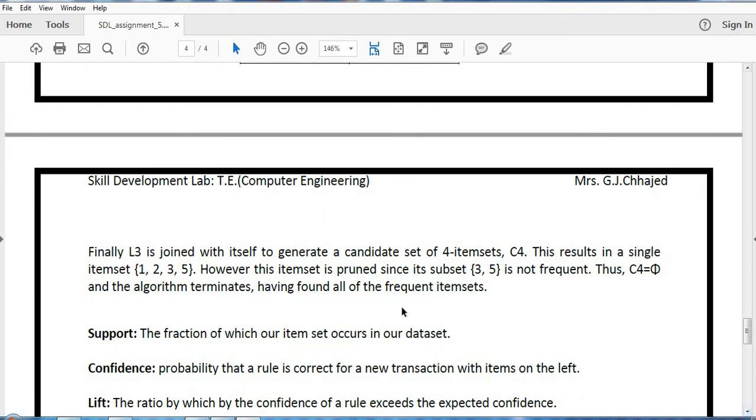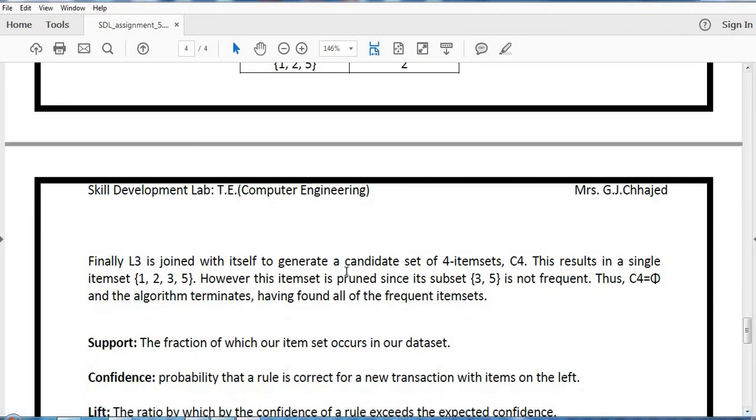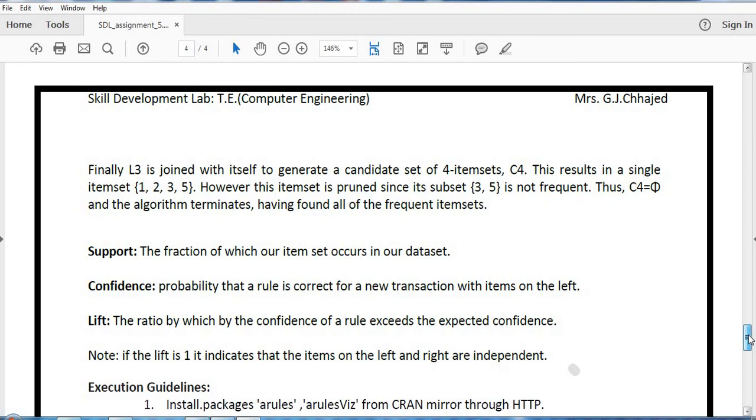Now L3 is joined with itself to generate a candidate for 4 item sets. So C4 results in a single item set, 1 2 3 5, right? 1 2 is common, so the extra items give 1 2 3 5. However this item set is pruned since 3 5 is not a frequent item set. Thus C4 is empty and the algorithm terminates, having found all the frequent item sets. I hope you have got how the pruning is done.